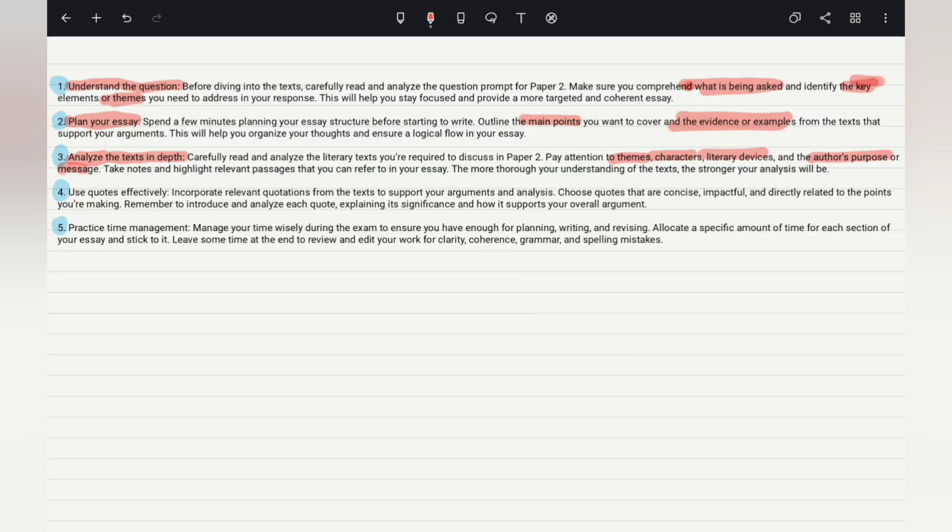Take notes and highlight relevant passages that you can refer to in your essay. The more thorough your understanding of the text, the stronger your analysis will be. So in simple terms, your analysis needs to be detailed.